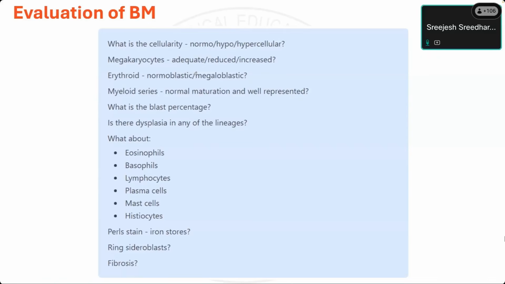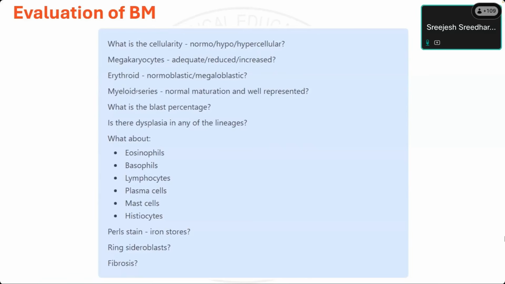So irrespective of whatever method or system is followed in different institutes, whatever sample we get has to be evaluated in a systematic way. For example, in the bone marrow, we have to assess the cellularity, whether it's normocellular or hypercellular. Then at low power, we have to see whether the megakaryocytes are adequately represented. Then whether the erythroids are adequately represented, is it normoblastic or megaloblastic? Then, of course, the myeloid series, whether the maturation is normal and well represented, and what is the blast percentage.